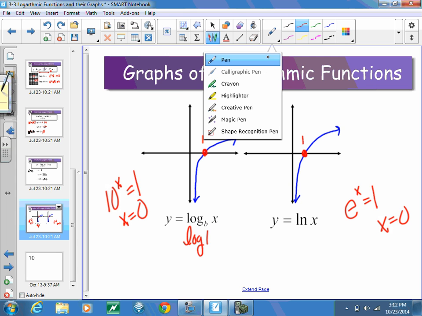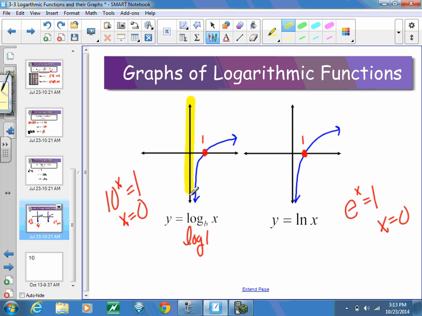We have asymptotes along our y-axis, which is the opposite of when you're looking at exponential growth. Both of these graphs are going to be increasing on the domain of x being greater than 0. So with our functions here, our domain is x greater than 0, and we have a range of all real numbers.